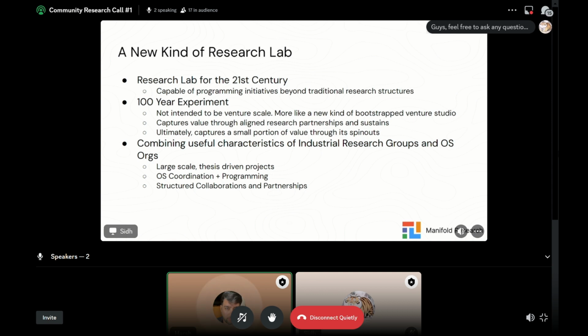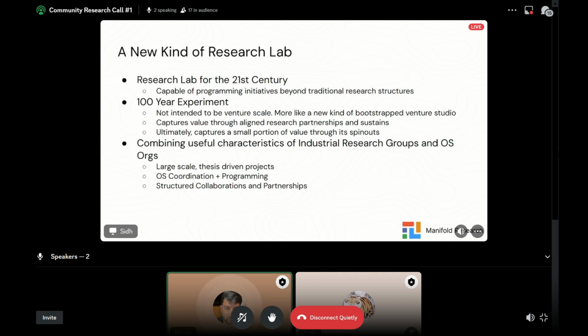So we think of this as a very long-term experiment. We're trying to build not necessarily something that is just meant to exist for the next few years, but instead this evolving kind of research lab that will do fundamental research and then even try to bring some of those ideas to the world. And we'll talk a little bit about that later.